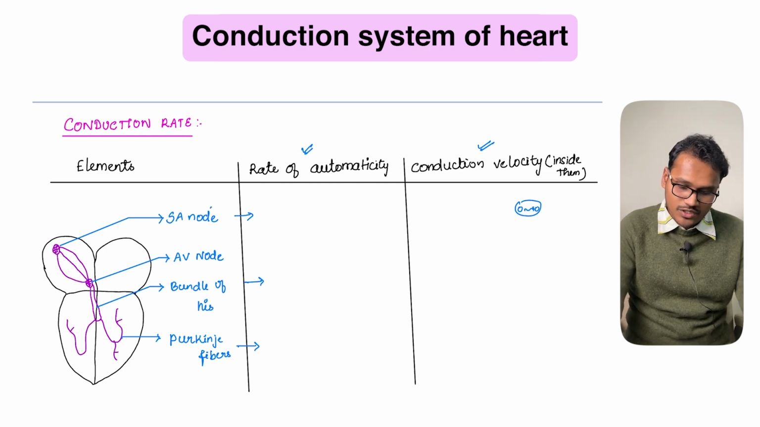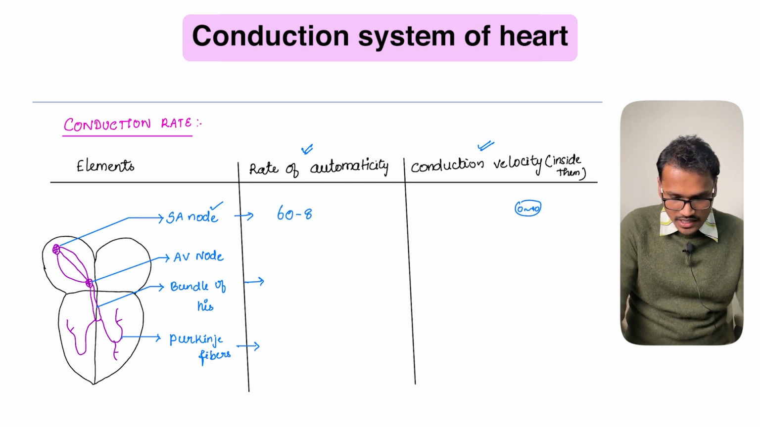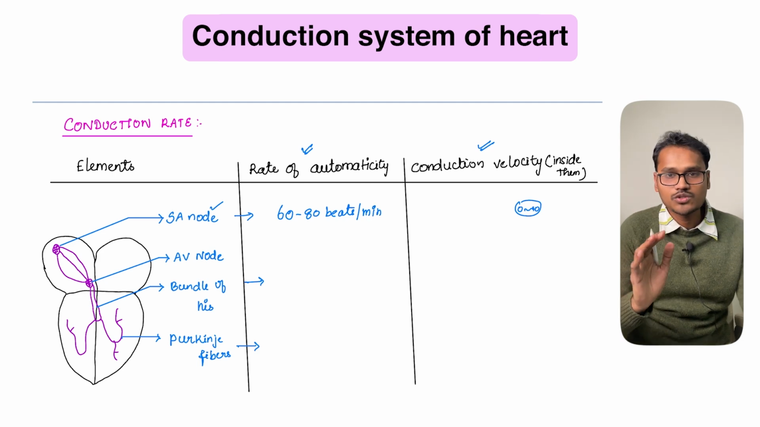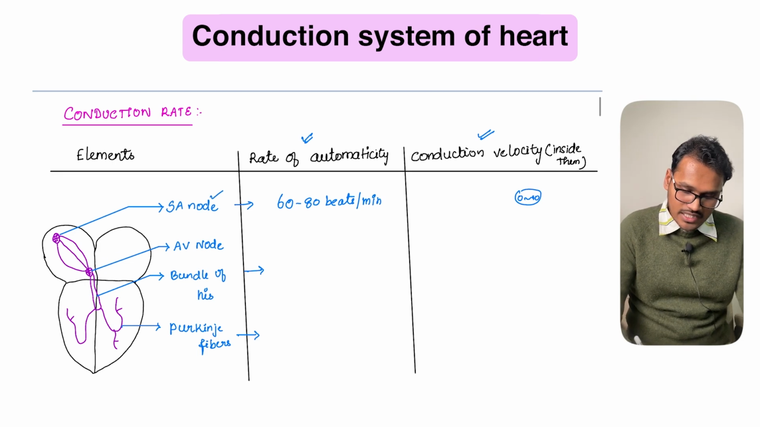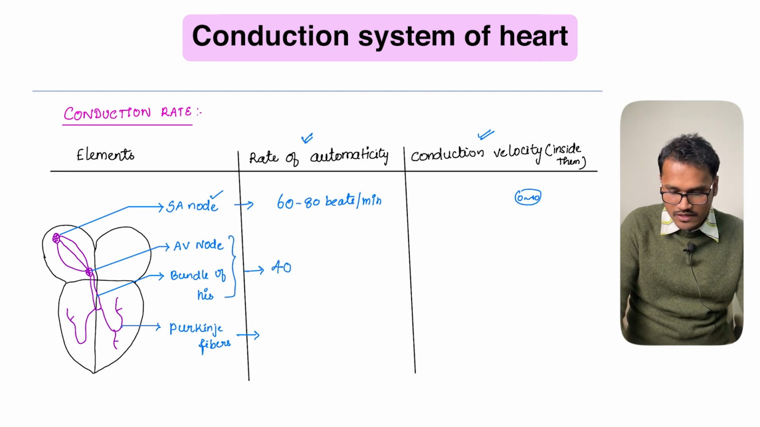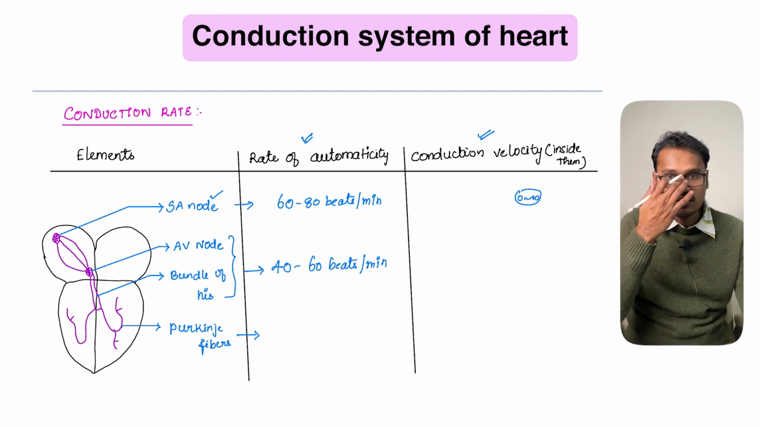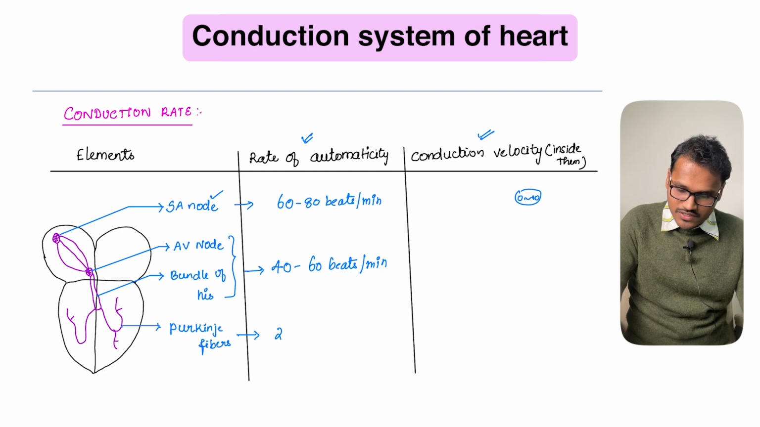First, coming to the rate of automaticity, the SA node has the highest, 60 to 80 beats per minute. That is why most people have a heart rate in this range, 60 to 80 beats per minute. Then the AV node and the bundle of His both have 40 to 60 beats per minute, which is less than that. The third one is the Purkinje, which is around 20 to 40 beats per minute.